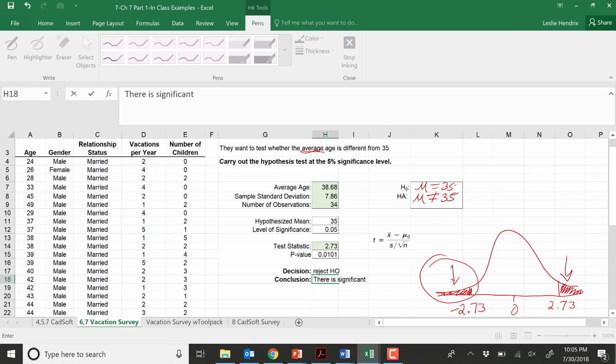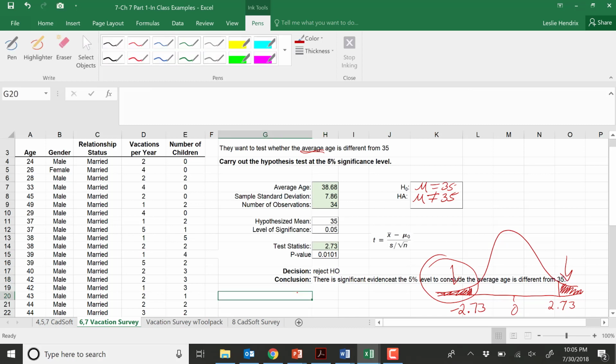So there is significant evidence at the 5% level to conclude what? The average age is different from 35. And that's our second hypothesis test. So hopefully you're starting to get a feel for it and get the hang of it.